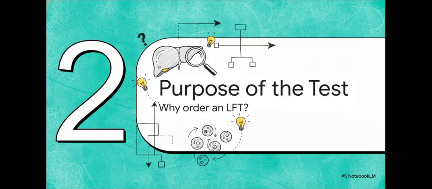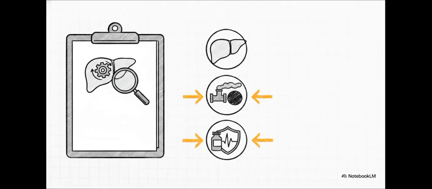Moving right along to Section 2, the purpose of the test. Why do doctors actually order this? So the crucial point here is that this test serves multiple highly dynamic roles. Yes, it assesses the basic functional status of the liver, and it helps diagnose major structural disorders like hepatitis and cirrhosis. It can even detect internal blockages like a bile duct obstruction.